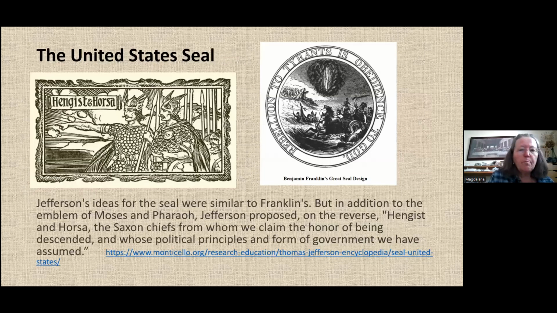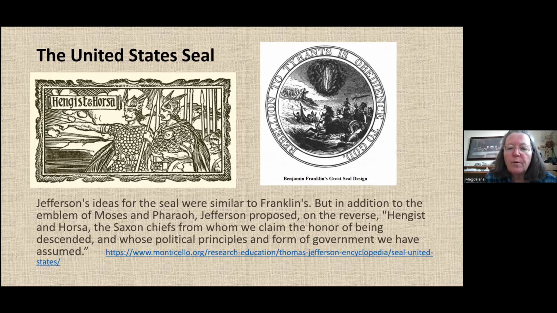There was a lively debate among the colonists to figure out what the United States seal should be. And these are proposals for the back of the seal from Benjamin Franklin and from Jefferson. Okay, so Jefferson's ideas of the seal were very similar to Franklin's, but in addition to the emblem of Moses and Pharaoh, as you can see here on the right, you see Moses and Pharaoh, Moses parting the sea to let the enslaved Jewish people escape.